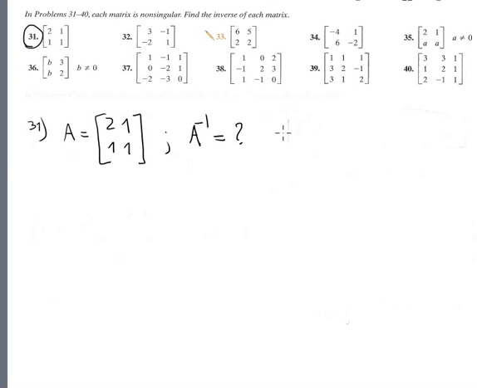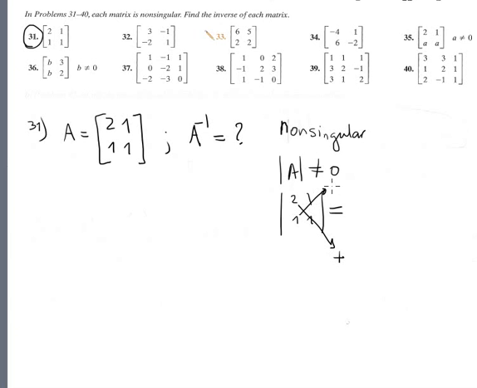Okay, 31 is determine if the matrix A is non-singular, and if it is non-singular, find the inverse of the matrix. Okay, so a non-singular matrix is a matrix in which the determinant is different from 0. Now let's compute the determinant. The determinant of 2, 1, 1, 1 is equal, let's see, the rule is plus here and minus here, multiplication. This is 2 minus 1, of course 1 is different from 0, therefore it's non-singular, and the inverse exists.